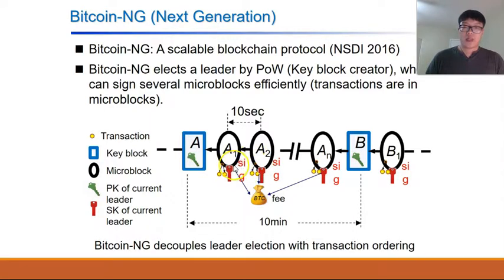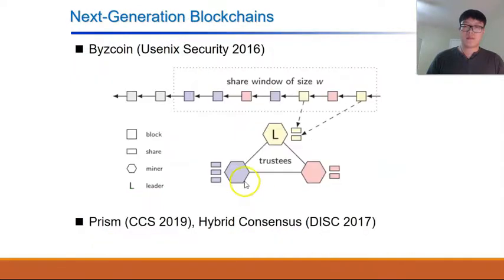This means microblocks can include more transactions. By decoupling leader election from transaction ordering, Bitcoin-NG can significantly increase the system's throughput. The decoupling idea has inspired a new generation of scalable blockchain protocols. These protocols include ByzCoin, Prism, and hybrid consensus. These protocols have better throughput and shorter latency, but the incentive design and analysis of these protocols are not clear.